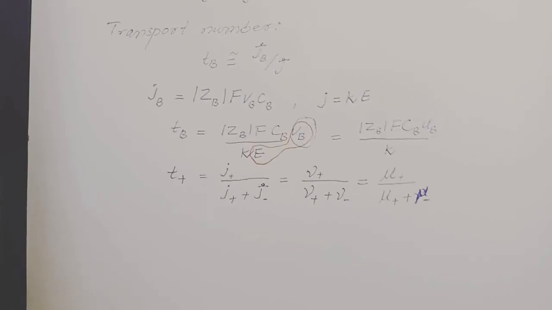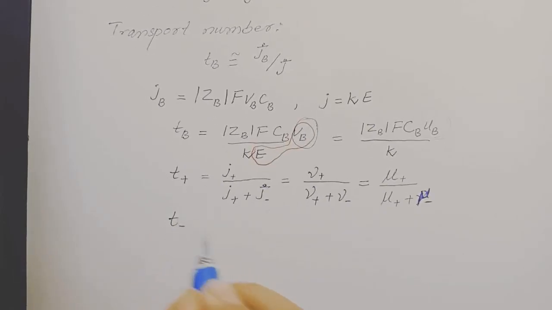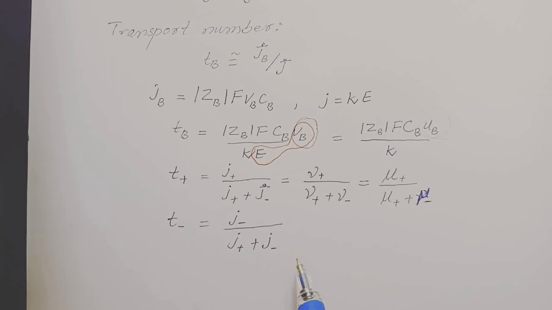Similarly, for the negatively charged species, the transport number can be written as the current density contributed by this negatively charged species that have been dissociated from the electrolyte solute. So here we have the total current density of all the ionic species that have been dissociated into the solution. Similarly, we can express the transport number in terms of the drift speed as well as the mobility.